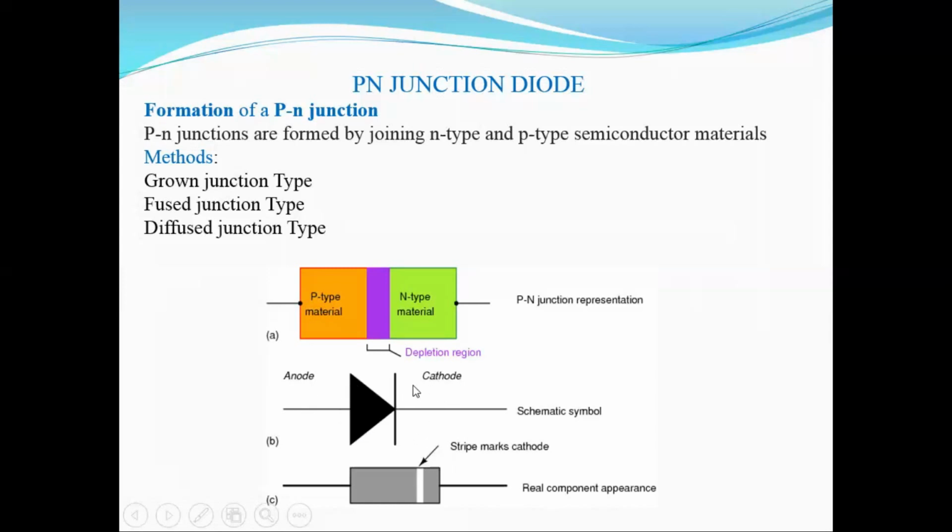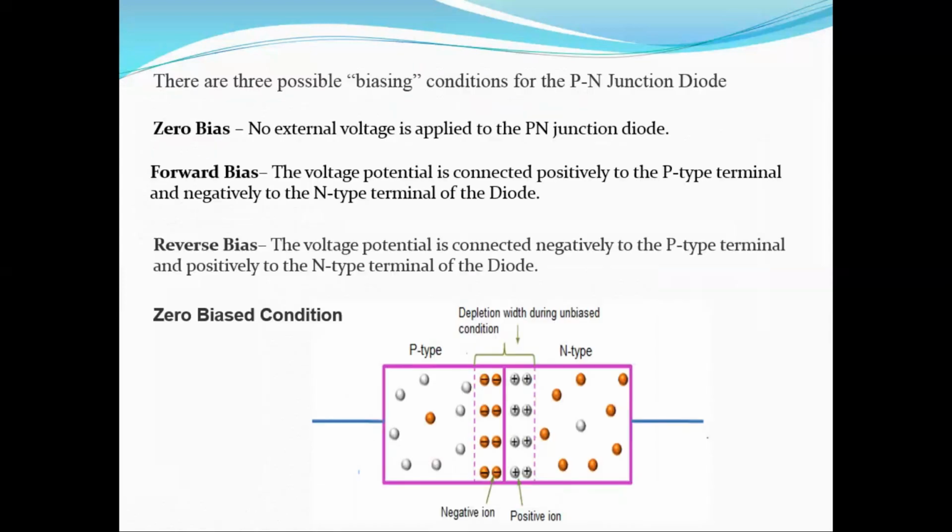Now this is a symbol for a p-n junction diode. The vertical line indicates the cathode, and the other side indicates the anode. And this is how a real p-n junction diode component looks. On one end of the diode we have a strip which marks that side as the cathode. The way we apply the external voltage to a p-n junction diode is called biasing.